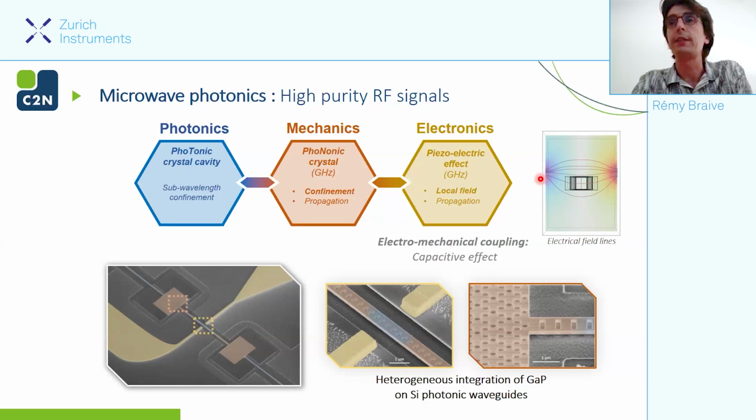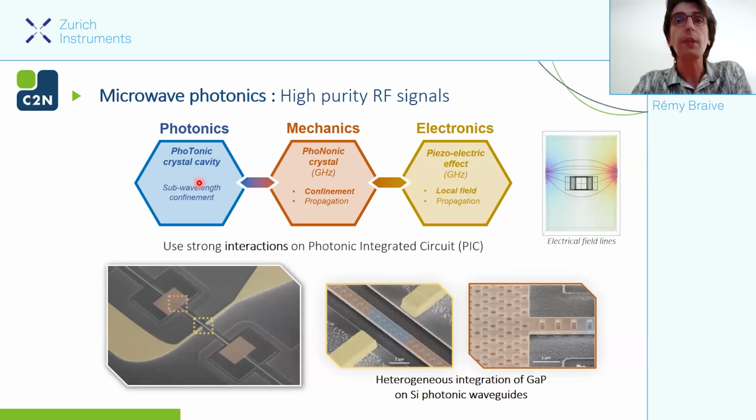And here you can see the electric field lines between the two electrodes on the side and the photonic crystal cavity in the middle. So with this, we have a strong control of the mechanics, either through the electronics or through the optical part. And because we are integrated on silicon circuitry, we have a strong interaction on a photonic integrated circuit.